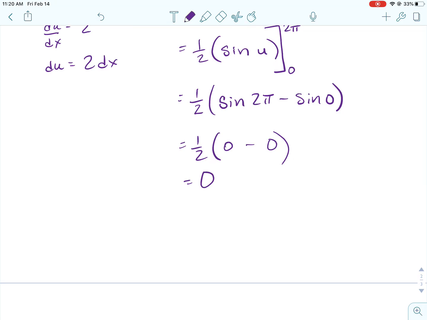Okay, I have one more. This one is kind of tricky. So for D, we have the integral from 1 to 4, and we have another fraction. Our numerator is the quantity natural log of x quantity squared. Our denominator is x.